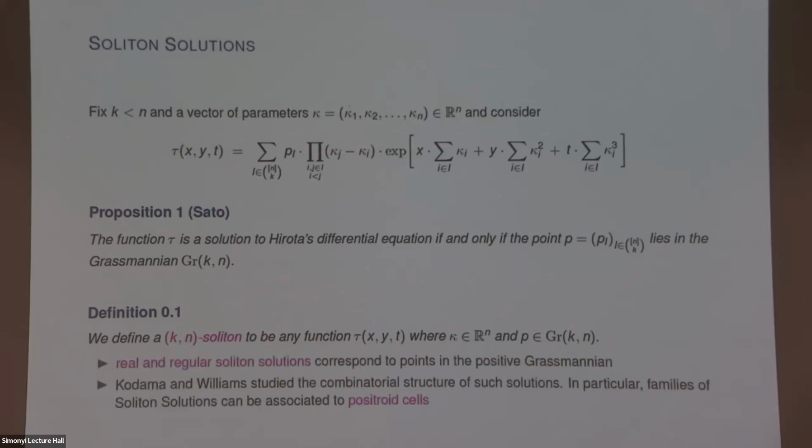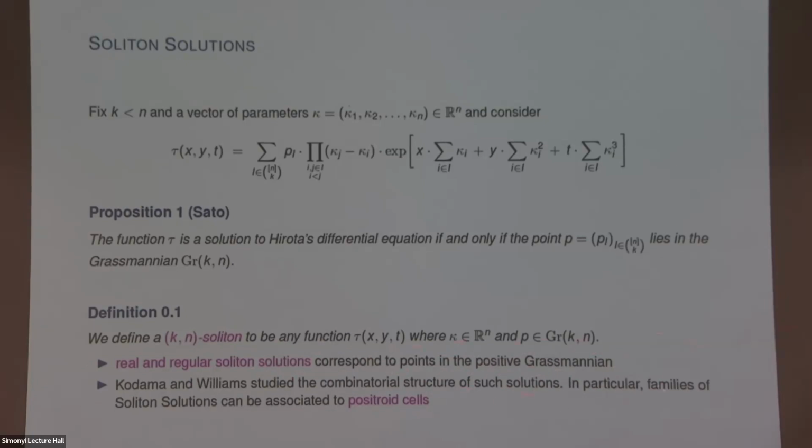And of these solutions, the real and regular solutions are the ones which are physically relevant. And these actually correspond to points in the positive Grassmannian. And if you've heard of the positive Grassmannian, then you know that this is very interesting to a lot of combinatorialists. In particular, the positive Grassmannian can be divided into cells called positroid cells. And these are indexed by a multitude of combinatorial objects like Le diagrams, plabic graphs, and so on.